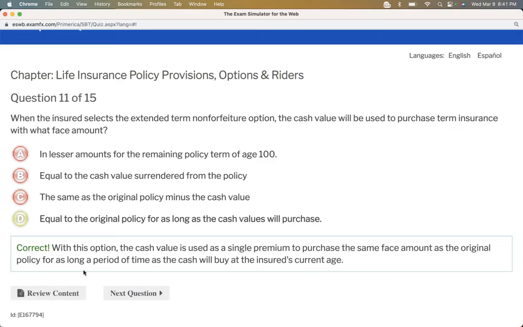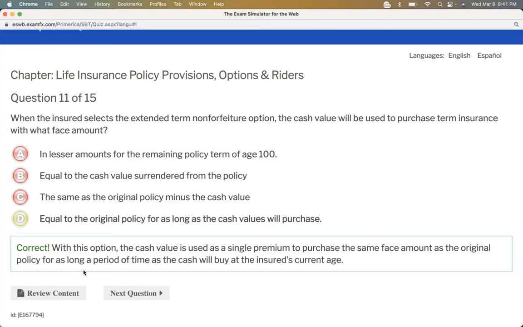It started as a whole life, but the cash value could only pay so much to keep the coverage the same. So the extended term non-forfeiture option is when a client says, hey, Miss Agent, you know what? I want to keep your policy, but I can't afford it anymore. I lost my job. I can't afford it anymore.